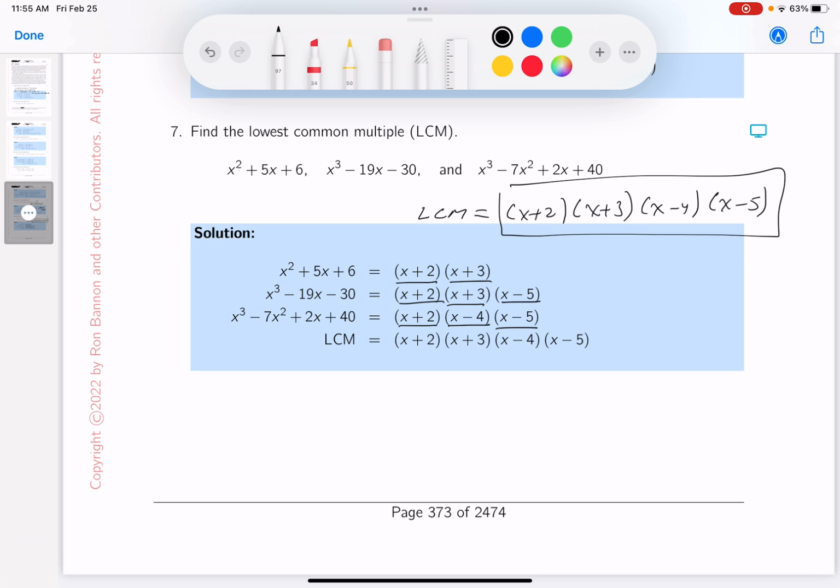That's the LCM. Let's get our red pen out. x plus 2, x plus 3, x minus 4, x minus 5. All right? Thank you.